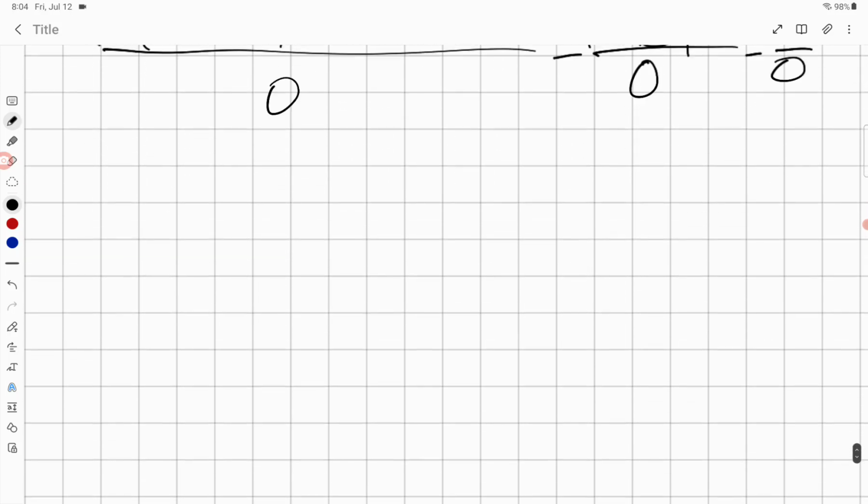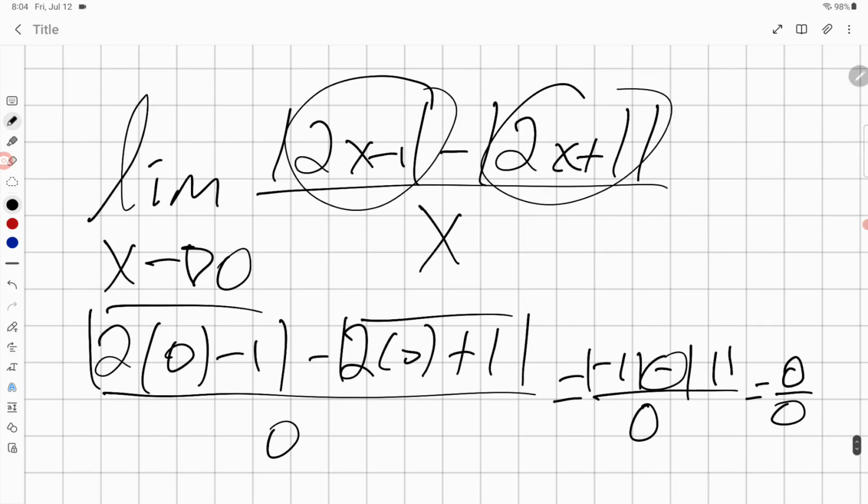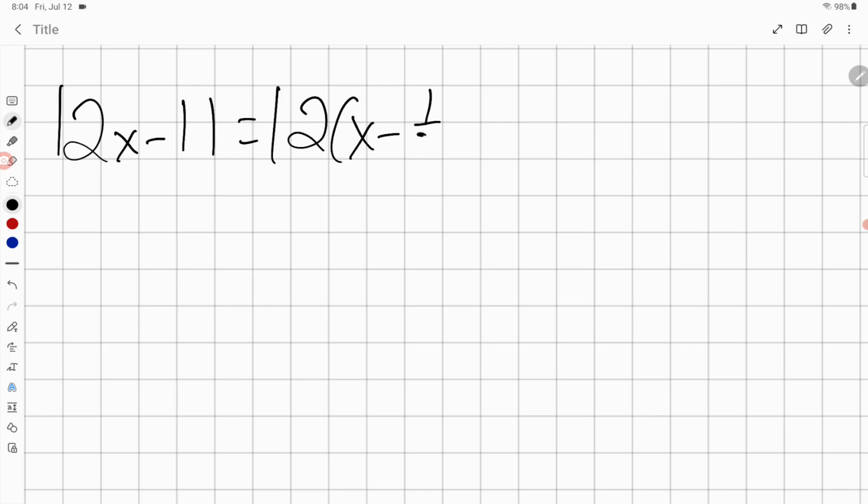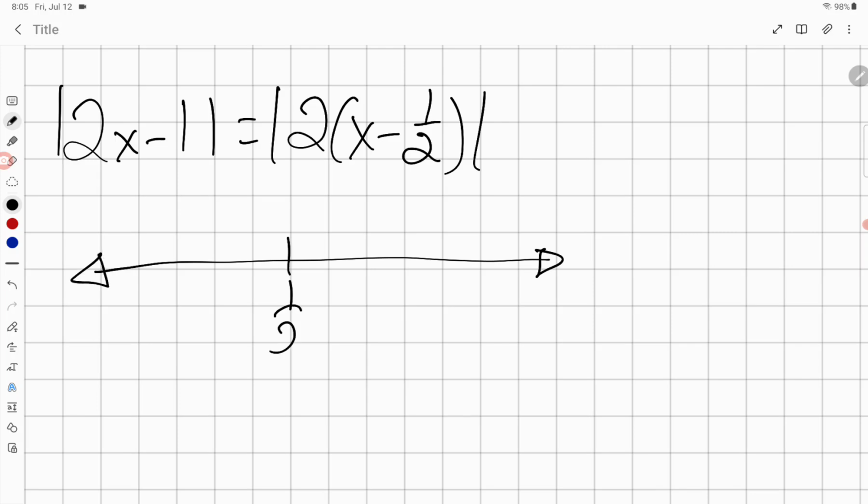So I'm going to understand the expressions in the numerator individually first. We have here the absolute value of 2x minus 1. That's equivalent to writing the absolute value of 2 times x minus 1 half, because 2 times x is 2x, and 2 times negative 1 half is negative 1. Why is this useful? Because then I can check things around here. I'm going to mark 1 half, which is coming from right here. Now this is 0 here, and let's say this is 1.